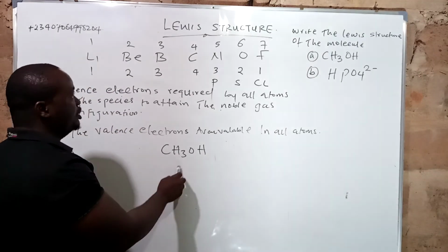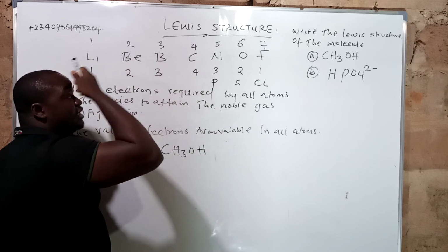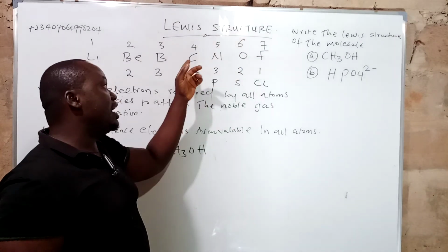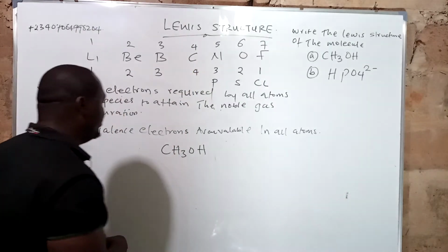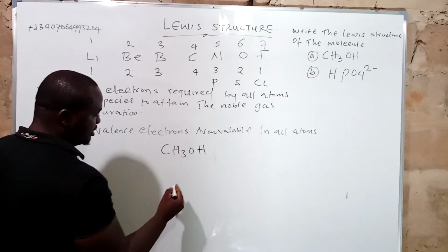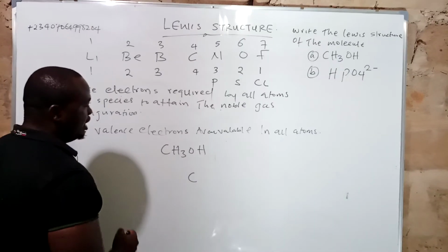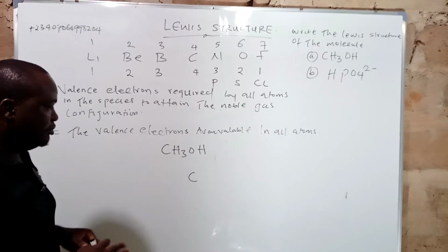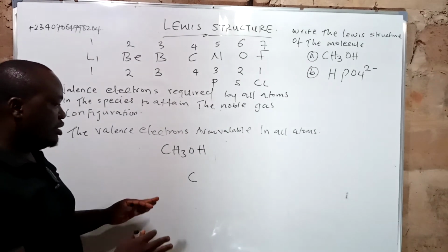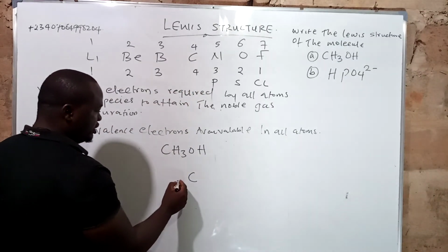So apart from hydrogen, the least electronegative element here is carbon, because you cannot say oxygen. Oxygen is more electronegative than carbon, right? So the first thing is for you to get the skeleton first. That means your central atom has to be carbon, right? Now, when you're writing this, bear in mind that carbon can form how many bonds? 4, right? So this is it.